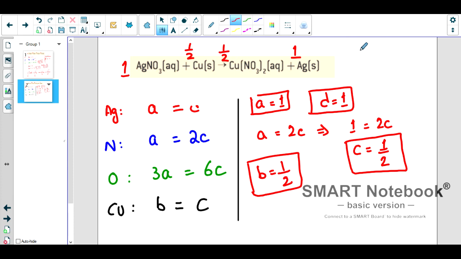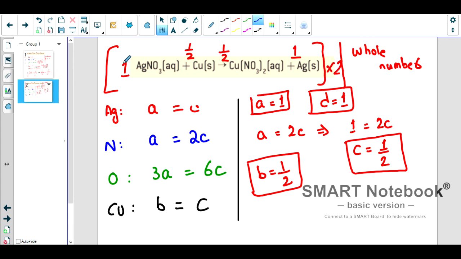Sometimes you may have seen questions written that your answer should be balanced through a whole number. But here this half is not a whole number. Now what you can do to make this a whole number? See, this is also half, this is also half. So what you do? Times this whole equation by 2. If you times it by 2, what does it become?